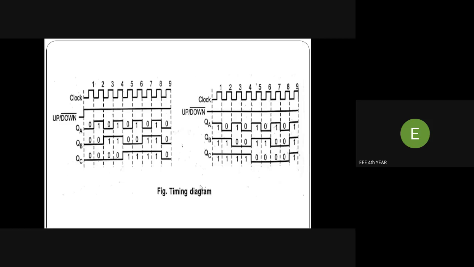The figure shows the timing diagram of the up counter and down counter. When the up counter is enabled, the first timing diagram is the operating one. When the down counter is enabled, the second timing diagram gives the output.